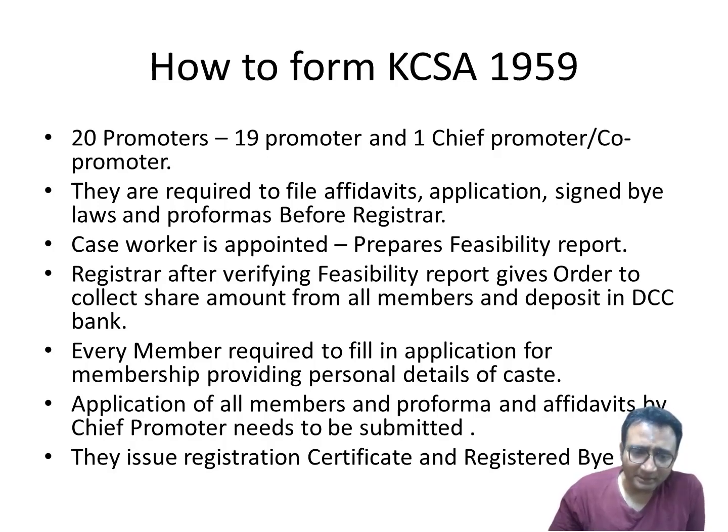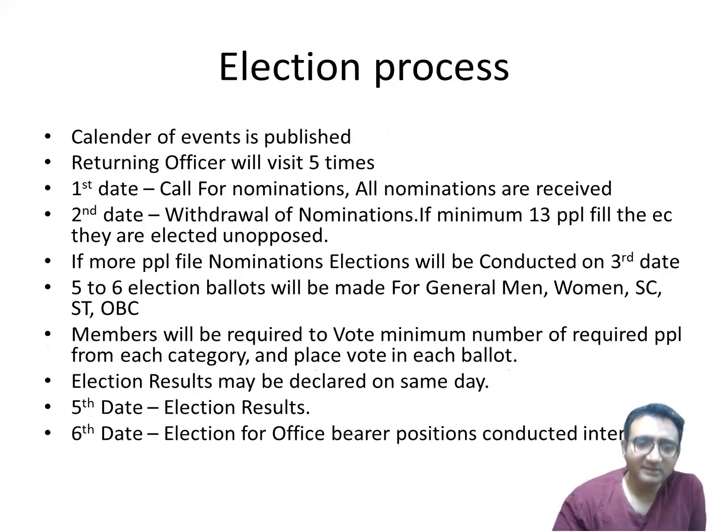And we also need to deposit a minimum of 2 lakh rupees share in the district cooperative bank, or more, depending upon the number of members, for KCSA 1959. Once we submit all these details, they will issue the registration certificate and bylaws. Once they issue the registration certificate and bylaws, the next step is the election process. The calendar of events is published. The returning officer will visit at least a minimum of 5 times.